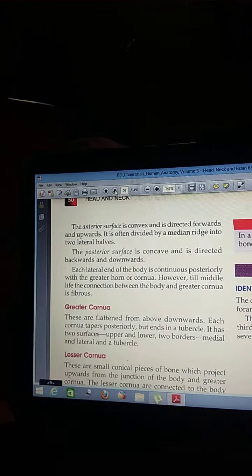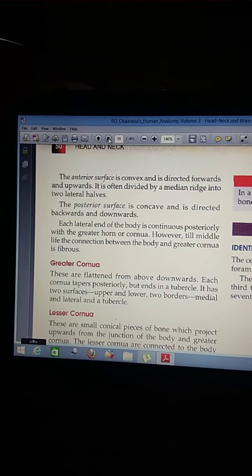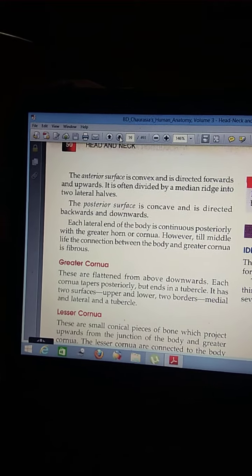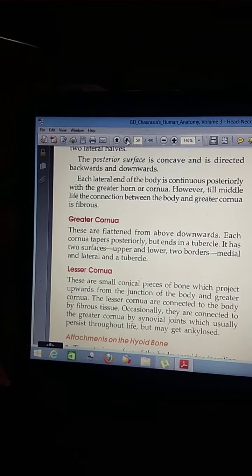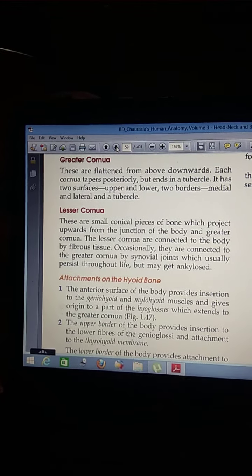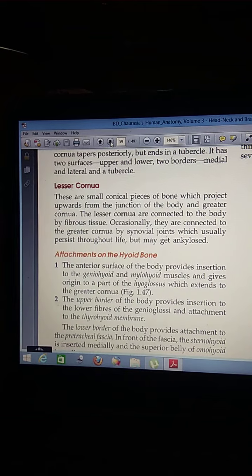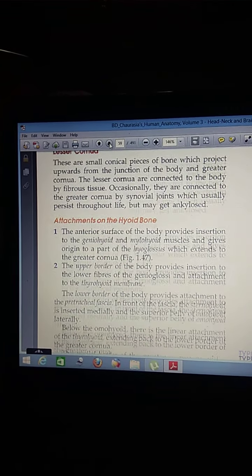Now, the body: the anterior surface is convex, and the posterior surface is concave. Greater cornua: these are flattened, two, running above downwards. The lesser cornua are small conical processes of bone which project upward from the junction of the body and greater cornua.